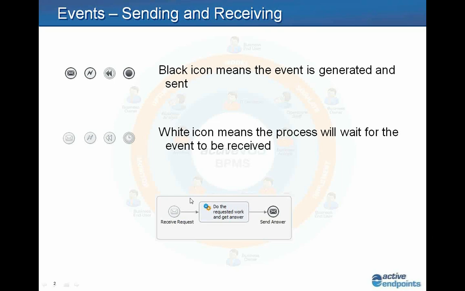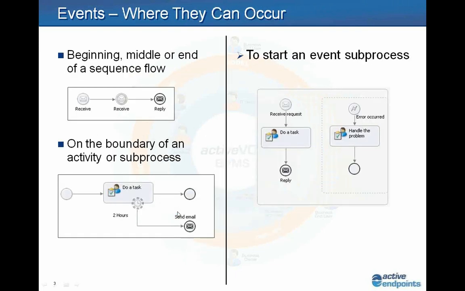So on the bottom of this, you can see probably the simplest example of a process, which is to start the process by receiving a request, do some piece of work to figure out how to respond, and then an end event that is also a message event to send the answer. So you can see the black as well as the fact that it's an end event, as well as the white and the fact that it's a start event here. So now there's these different places where events can occur.